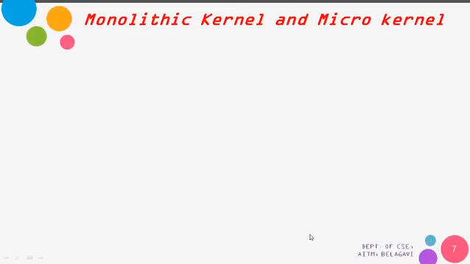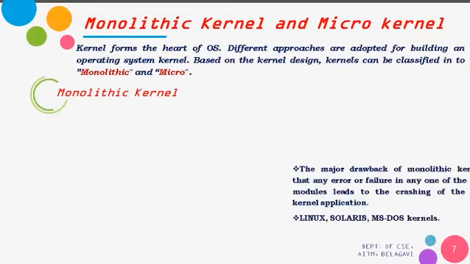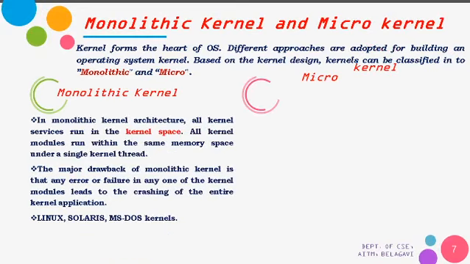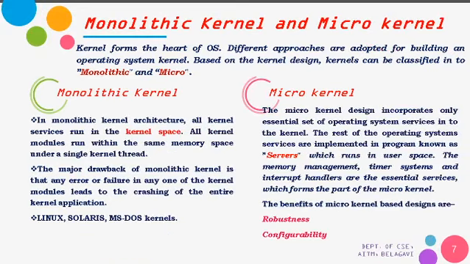Now going to the different types of kernel, that is the monolithic kernel and the microkernel. The kernel forms the heart of the operating system, as we know, and different approaches are adopted for building operating system kernels. Based on kernel design, kernels can be classified into two types: monolithic and micro.